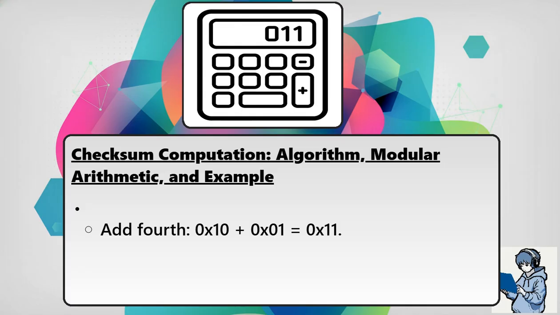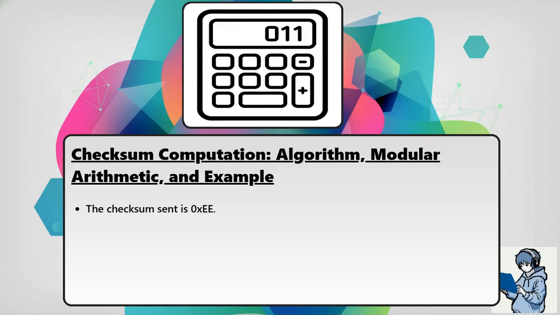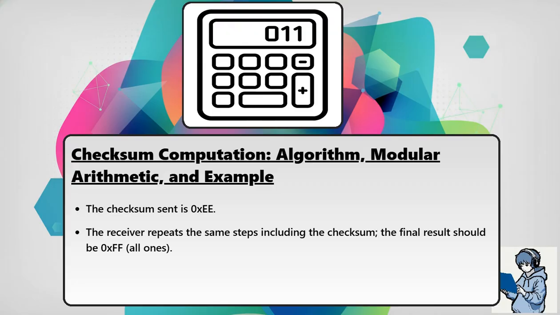Add the fourth: 0x10 plus 0x01 equals 0x11. 1's complement, tilde 0x11 equals 0xEE. The checksum sent is 0xEE. The receiver repeats the same steps including the checksum. The final result should be 0xFF, all ones. If not, an error is detected.